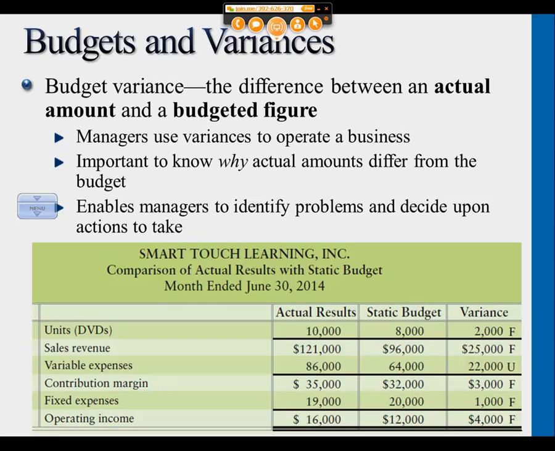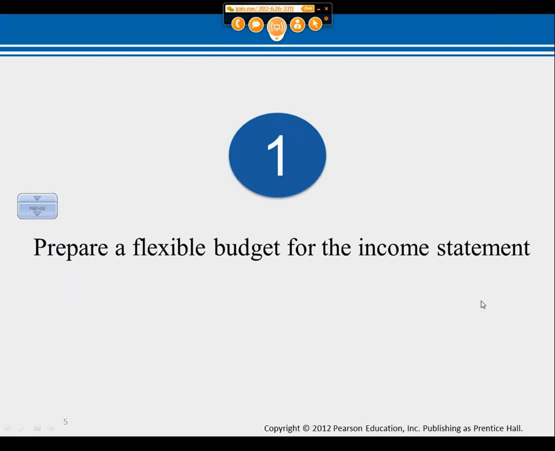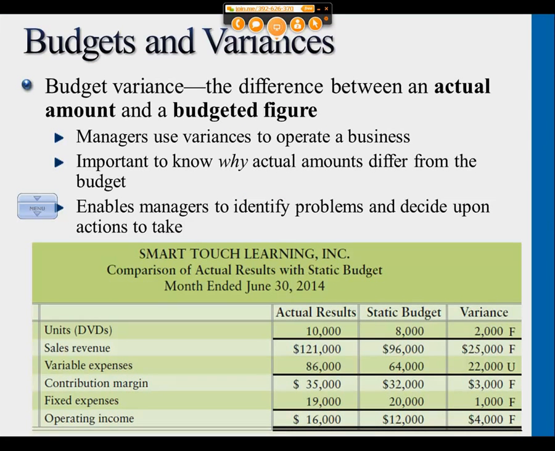And as a bonus, we can identify not just the problems, but also maybe what was leading to this problem, and therefore take actions to resolve this. Okay, so looking at the actual and static budget, just looking at your actual numbers and the budgets, we can identify this difference, which is a variance, right? The difference is our variance.